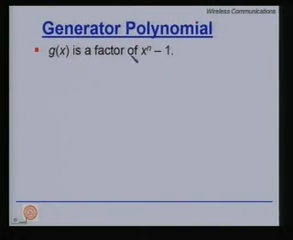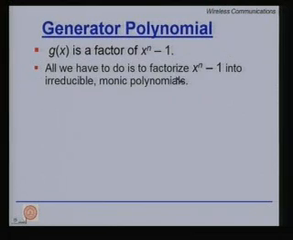If this is true, then we have a very elegant and simple way to find a generator polynomial simply by factorizing x raised to the power n minus 1. In fact, this will be one of our preferred ways to find g(x) for cyclic codes. Factorize x raised to the power n minus 1. All we have to do is to factorize this quantity into irreducible monic polynomials. So, these are the conditions required for g(x).